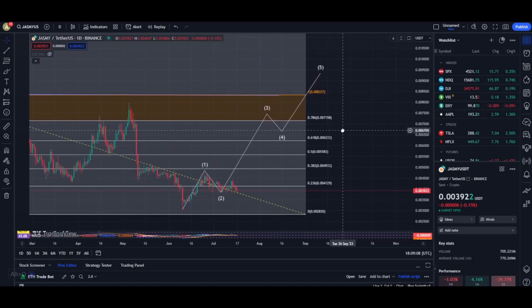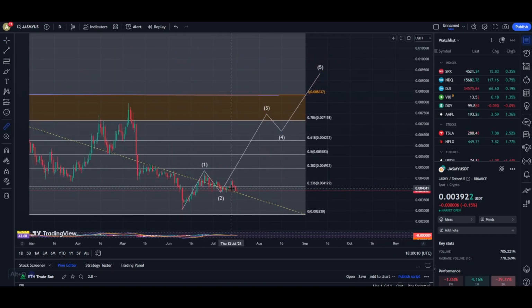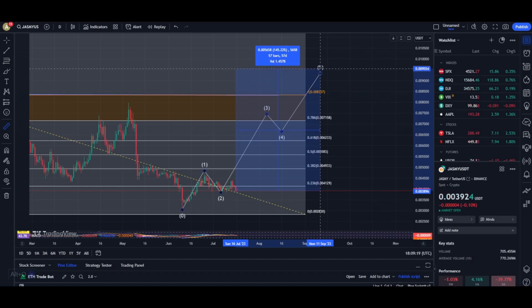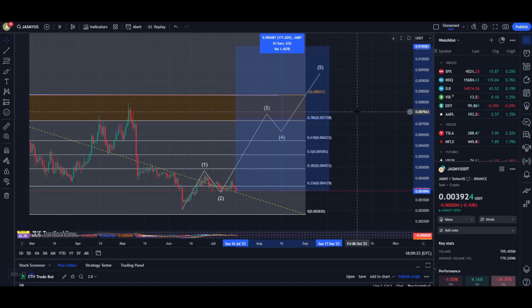Now for my shorter term price targets, for like a couple of months, or say for this year in general, I do expect Jasmy to get above this level right over here at a price of about 0.0083 and get to these price levels right over here at a price of about 0.010. I do expect this is a pretty reasonable target for Jasmy to achieve.